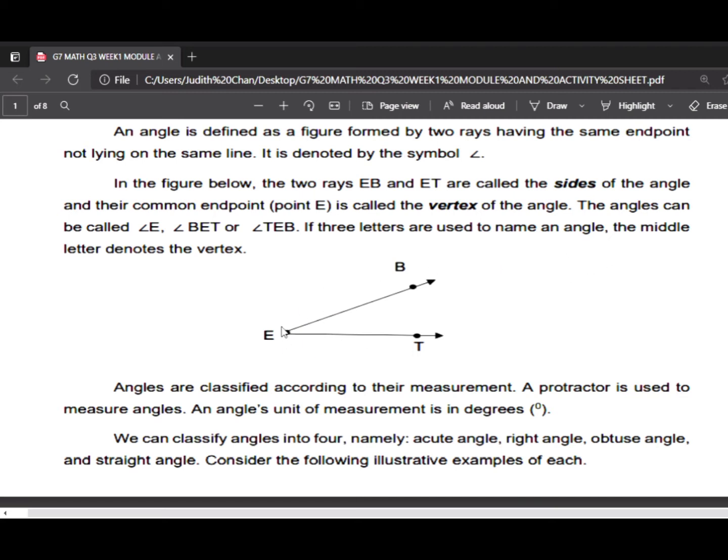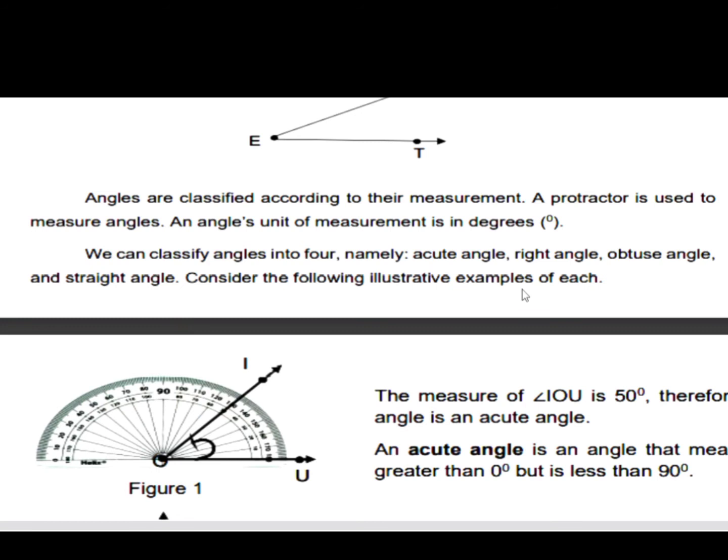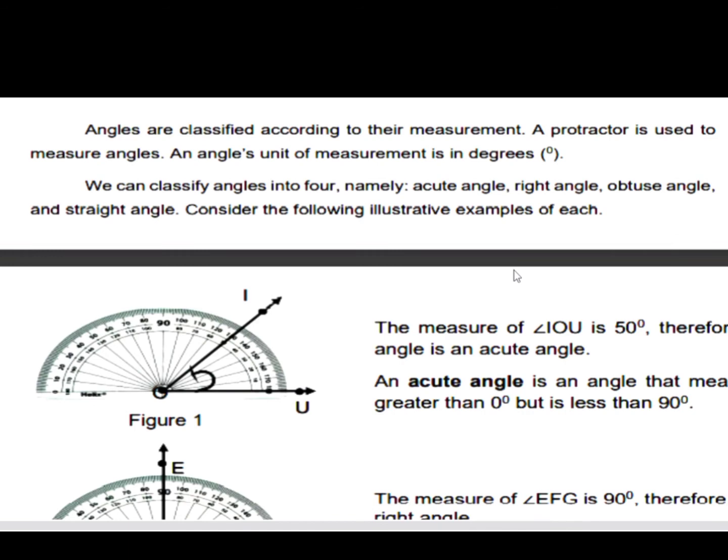The angle can be called angle E, using the vertex of the angle, or angle BET or TEB. If three letters are used to name an angle, the middle letter denotes the vertex. Angles are classified according to their measurement. A protractor is used to measure angles. An angle unit of measure is in degrees. So this is the symbol for degree. We have four classifications of angles, namely acute angle, right angle, obtuse angle, and straight angle.